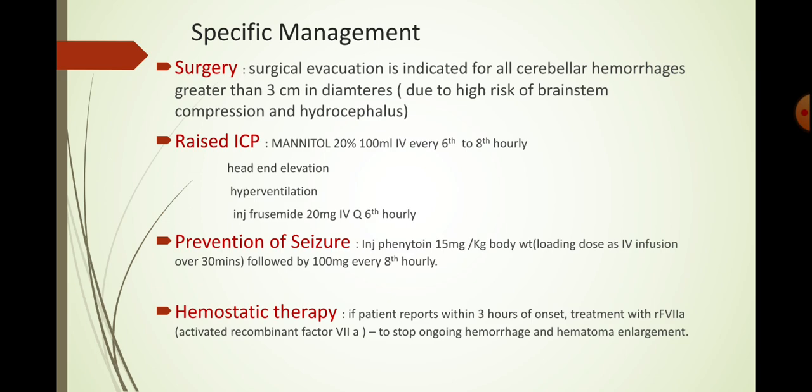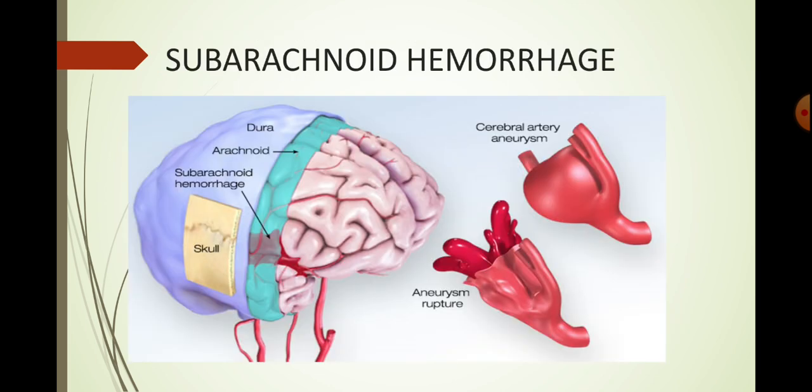So the headings are: you have to do surgical evacuation provided cerebellar hemorrhages are more than 3 cm. For raised ICP, treatment should be given, and you have to give seizure prophylaxis and hemostatic therapy provided they report within 3 hours of onset of stroke. Now we are going to deal with the topic subarachnoid hemorrhage.